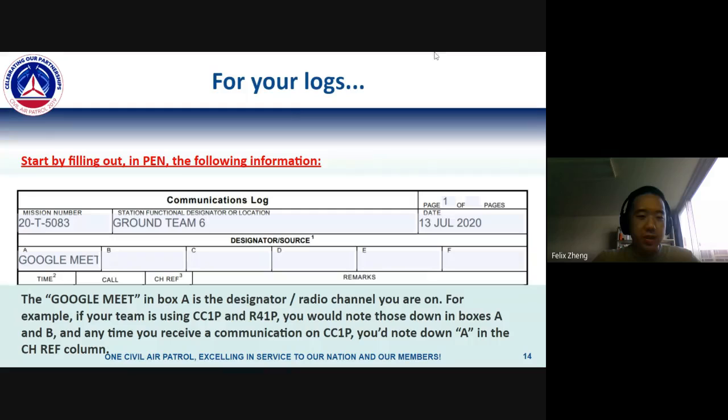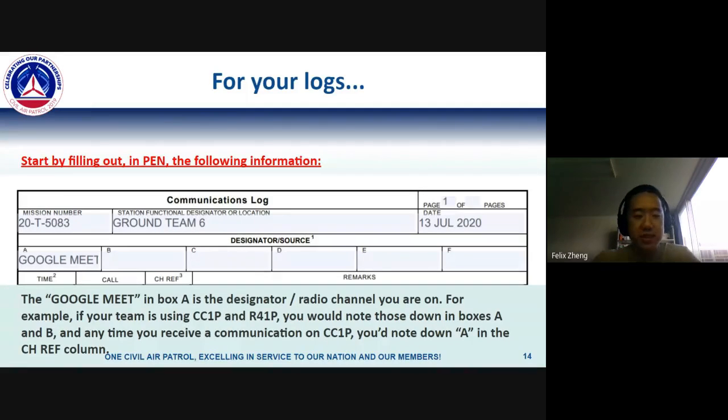So for your logs, start by filling out in pen all of this information. You've got 20T5083, ground team 6 as your station functional designator or location. The date is 13 July 2020 or 2020-07-13, however you want to write that. And the designator source is Google Meets. One note about the Google Meet designator source is that's the manner of how you're talking. So right now we're talking over Google Meets. That's what you're putting in the box.